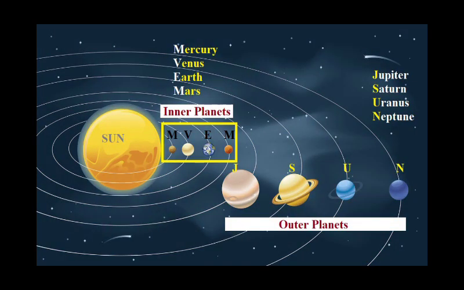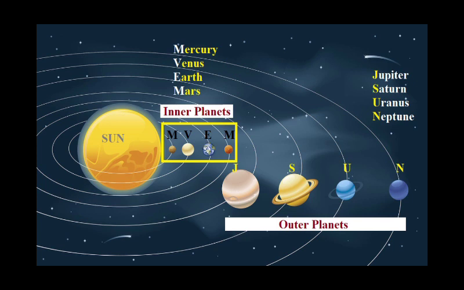The first four are called as inner planets, or they're also called as terrestrial planets. They're very close to the sun, they're very small in size, and these are all made up of rocks. And the next four are very large, they are called as outer planets, right?